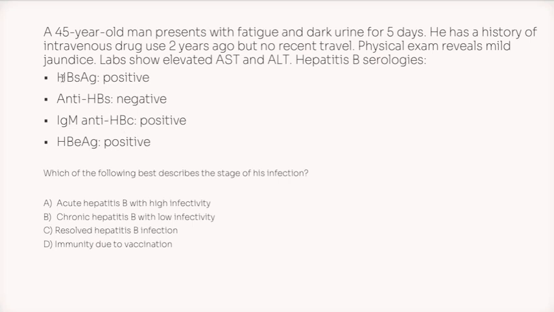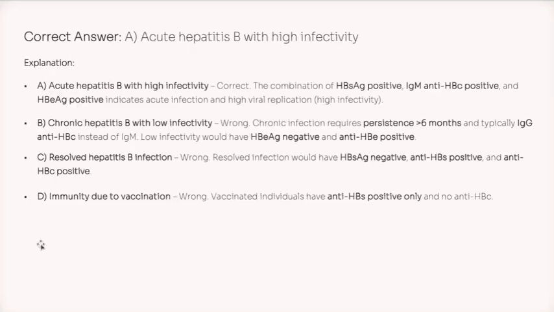First thing we look at, HBsAg is positive. Next, we look at the IgM or IgG. IgM is positive, and we also have the little e positive. So this is epidemic. This is a highly infectious person. So we can see acute hepatitis with high infectivity as the right answer. Resolved infection and immunity would be out of the question immediately because the HBsAg is positive, and chronic is not the case because the IgM is positive. To summarize, acute hepatitis B with high infectivity is the correct answer.